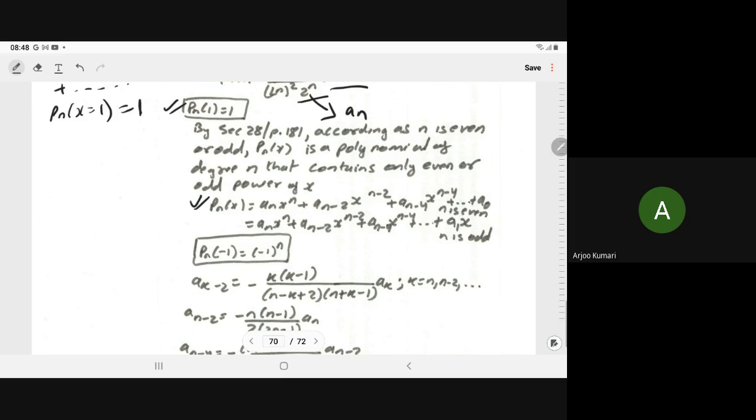So the structure of Pn(x) is what? An x to the power n plus an minus 2 x to the power n minus 2, an minus 4 x to the power n minus 4, and so on, up to a0 when n is even, or up to a1x when n is odd. When n is odd. Clear this part?